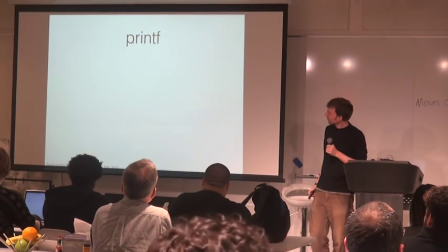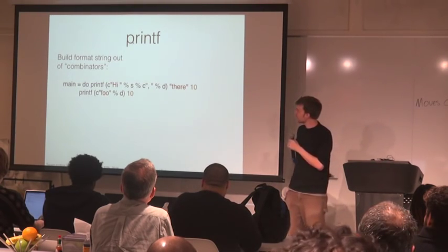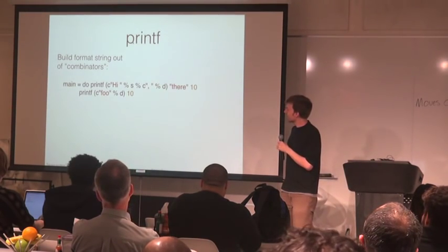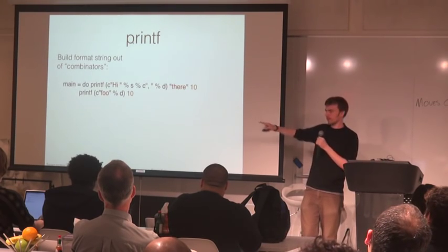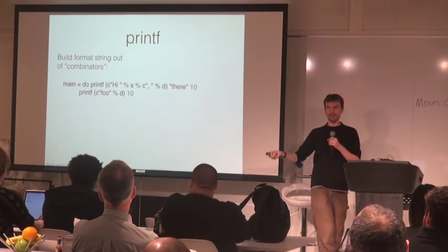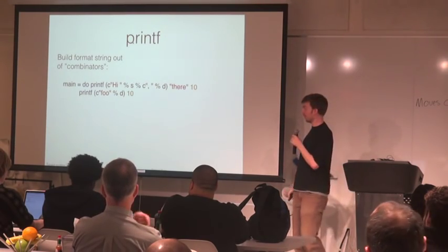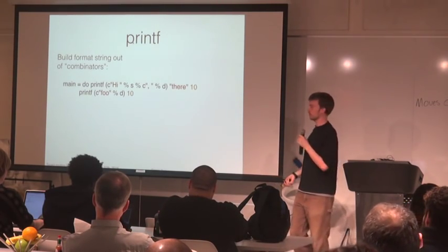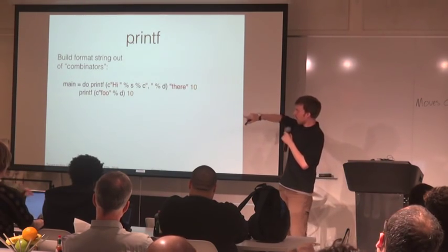And so what we're going to do for printf is build up these strings, the format strings are going to be built out of combinators. If you wanted to actually write a string, you would need dependent types or something else. Maybe you could do it with some kind of compile time thing, a macro or Template Haskell. But we're staying within the realm of just polymorphism and normal functions. And so we're going to build up this format string out of little combinators.